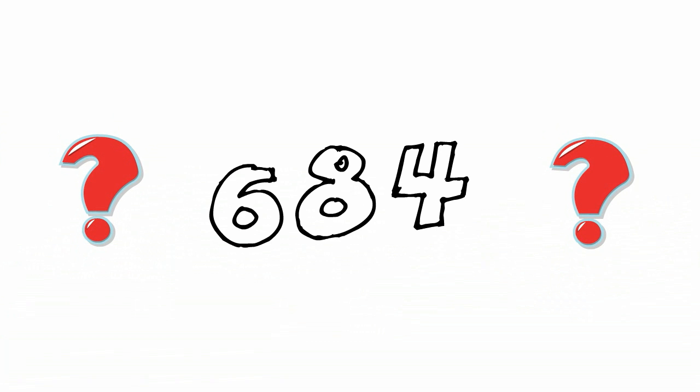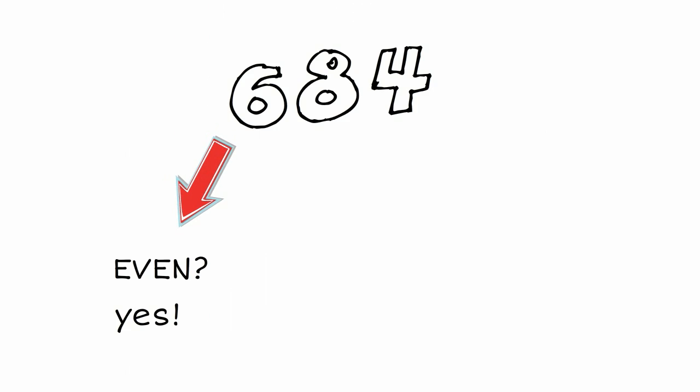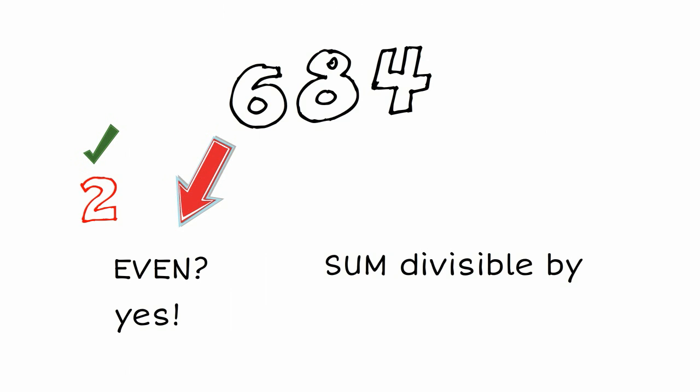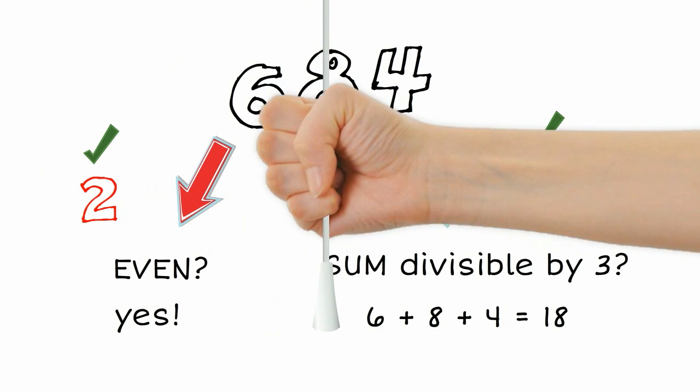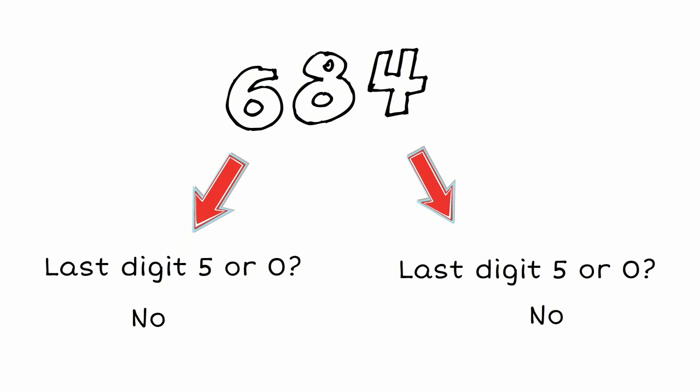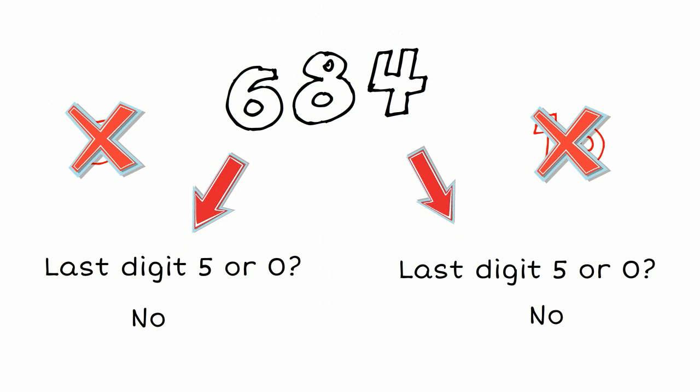Let's look at the number 684. That's a big number. We use our rules of divisibility to help us break down the number. The number is even, so 2 is a factor. If you add all the digits, 6 plus 8 plus 4, it equals 18. 18 is divisible by 3, so 3 is a factor. The number does not end in a 5 or a 0, so it is not divisible by 5 or 10.